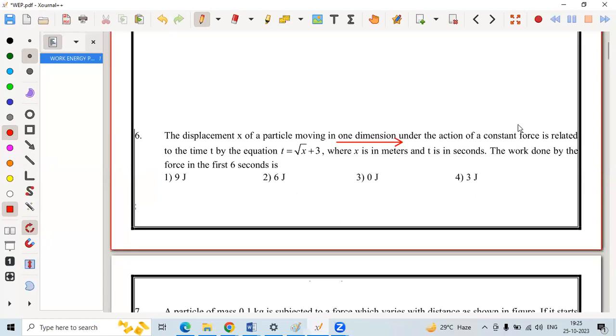Right? So the body is moving in 1D motion. Time and displacement equation is given: t is equal to root x plus 3. What do I need? Work done by the force in the first 6 seconds. Think about it. I'll give 1 minute. Time is 7:25. I'll give time till 7:26. Please think of it.